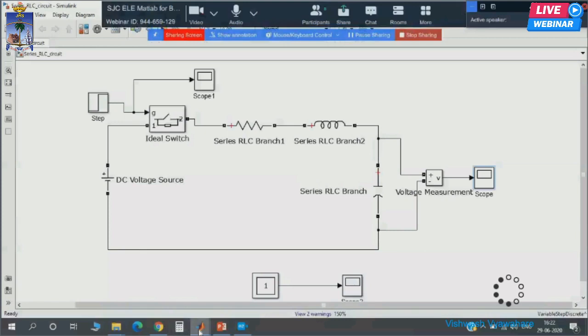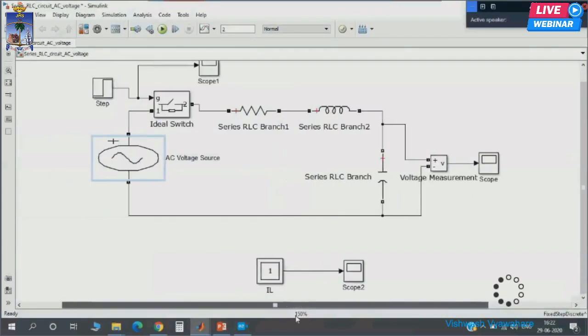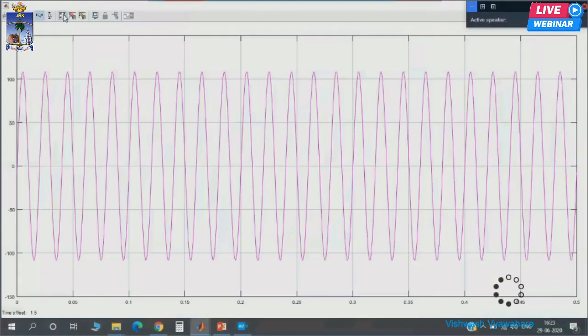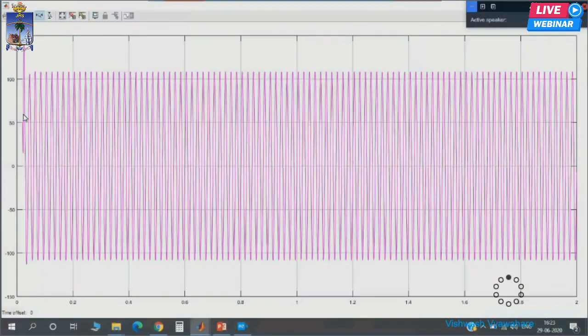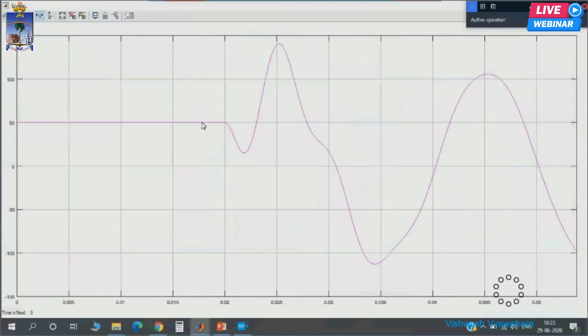Okay, the next circuit that I'm going to show you has an AC source instead of the DC source. So you have this AC source connected here. Okay. There will be some transient part and there will be some steady state part. So let us run this simulation quickly and let us see what we get. Okay, so the simulation has run, and this is what we are getting. Have a look at this. Initially, up to 0.02 there is nothing.